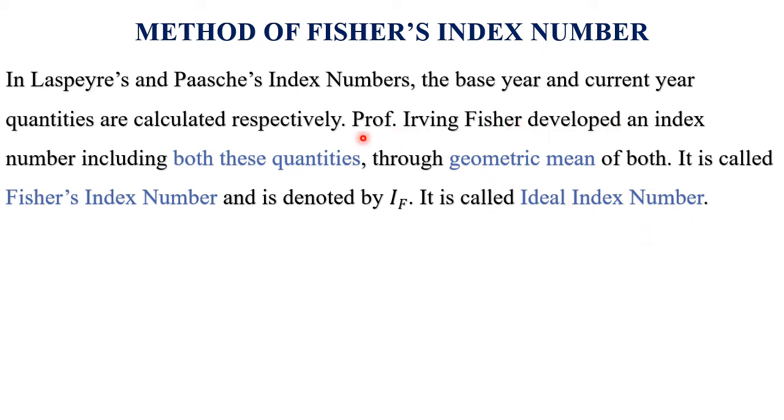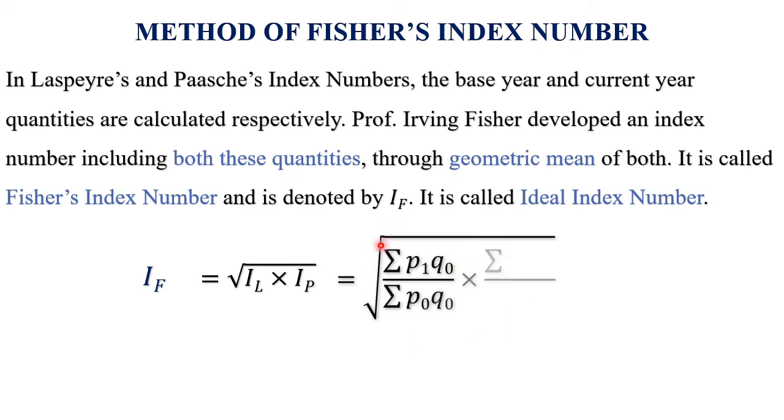So Irving Fisher has taken both the quantities, the base year quantity and the current year quantity. He has done a geometric mean of both of them, and he has created an ideal index number. The formula is denoted by IF, that is root of IL into IP. This is the geometric mean of Laspeyres and Paasche's index number, and sometimes we also use this formula where summation P1 Q0 upon summation P0 Q0, this is Laspeyres, into summation P1 Q1 upon summation P0 Q1, this is Paasche, whole root, and out of the root multiplied with 100. So this is the formula.